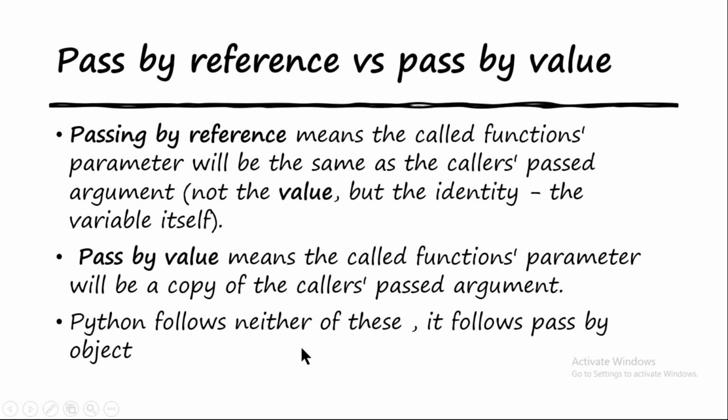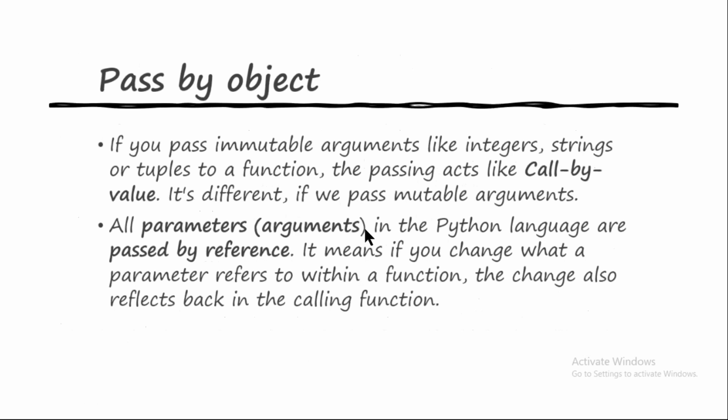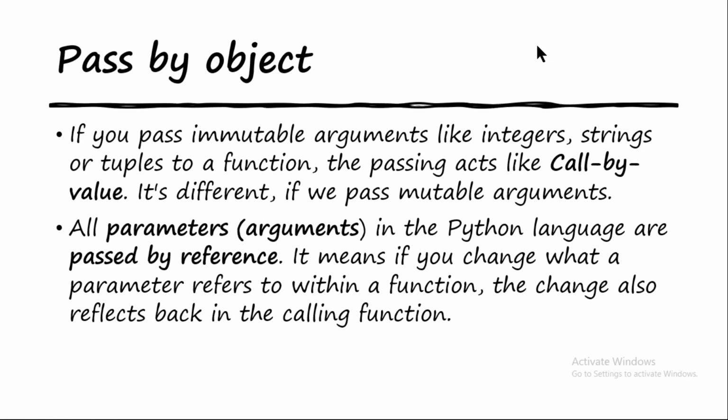If you pass an immutable object as an argument, like integers, strings, or tuples, to a function, then it acts like call by value. It's different when we pass a mutable object. When we pass a mutable object, it is passed by reference. And if it's pass by reference, the change happens to what the parameter is referring to, not the value of the parameter.